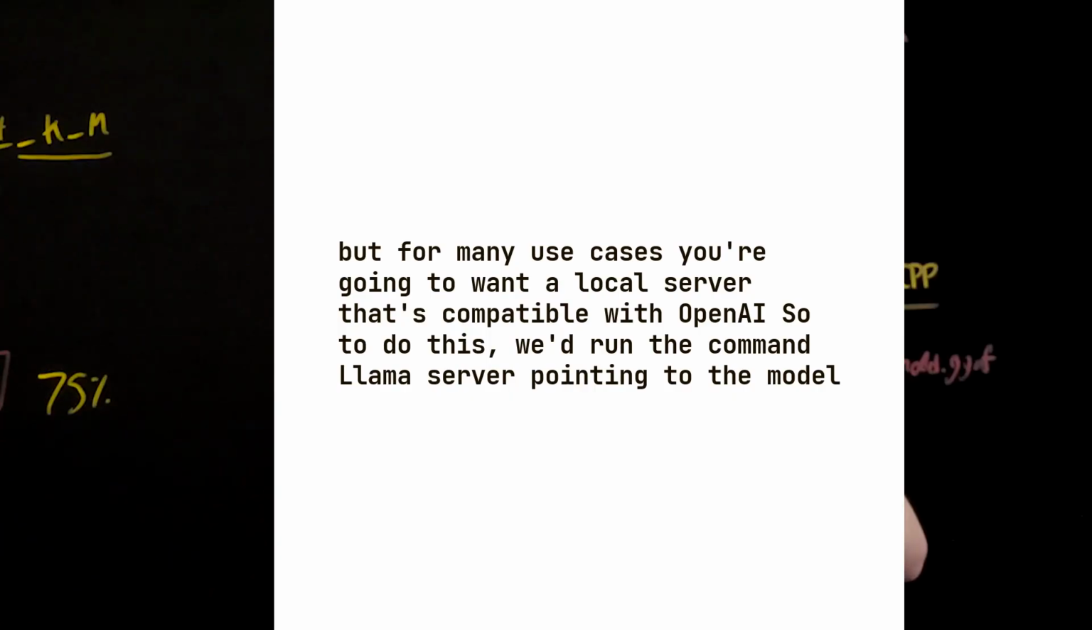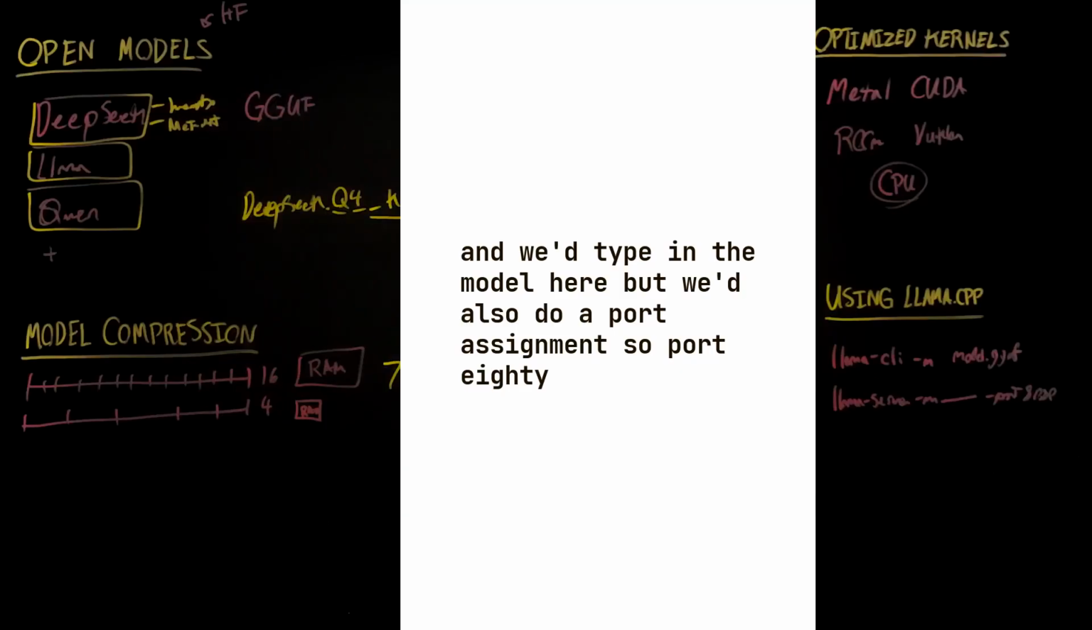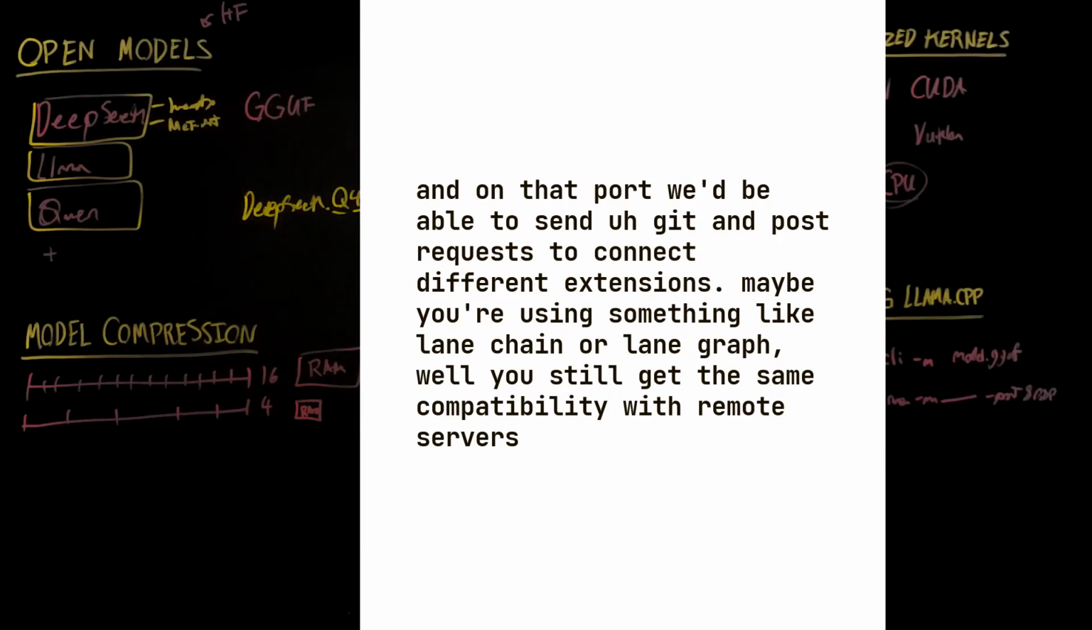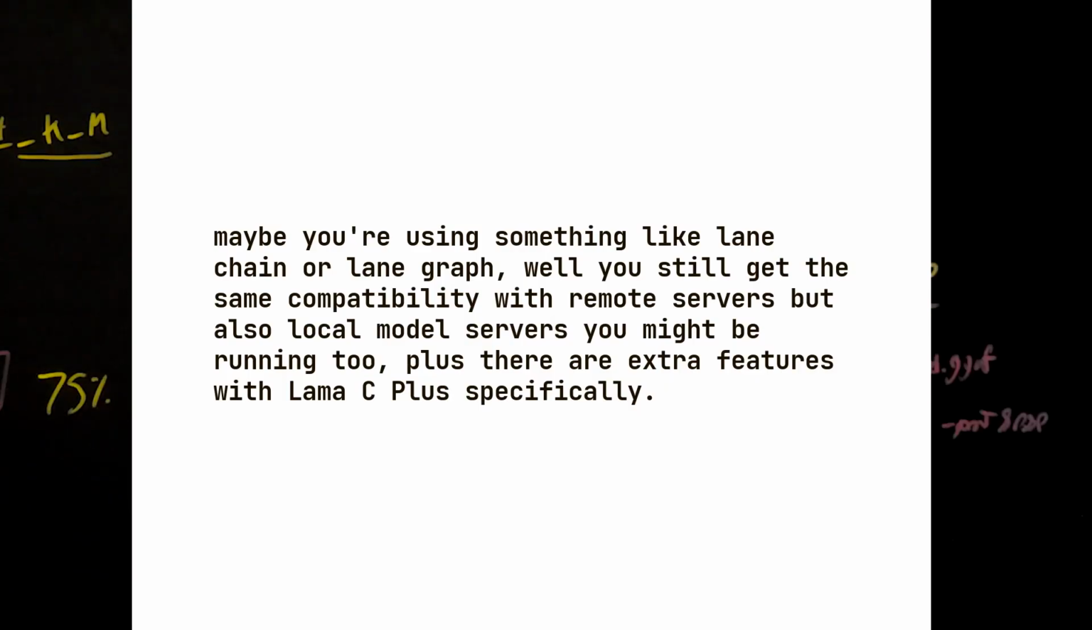But for many use cases, you're going to want a local server that's compatible with OpenAI. So to do this, we'd run the command llama-server pointing to the model, and we'd type in the model here, but we'd also do a port assignment. So port 80, and on that port, we'd be able to send GET and POST requests to connect different extensions. Maybe you're using something like LangChain or LangGraph. Well, you still get the same compatibility with remote servers, but also local model servers you might be running too.